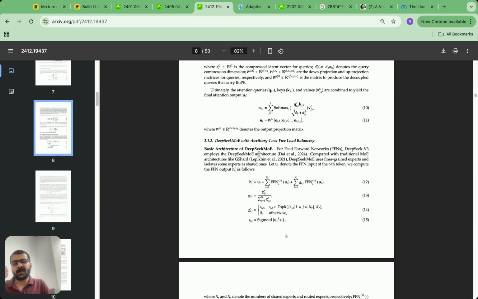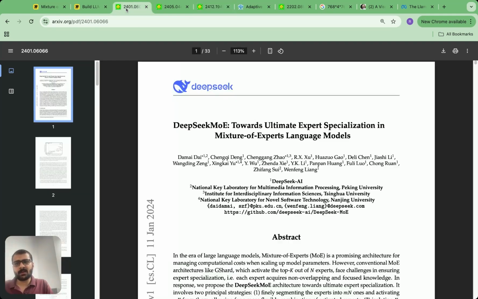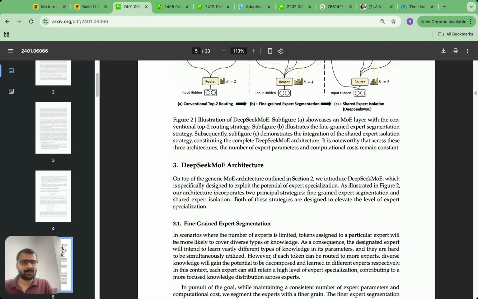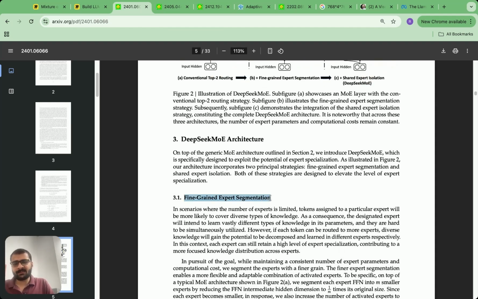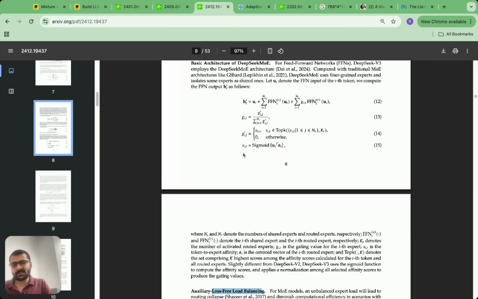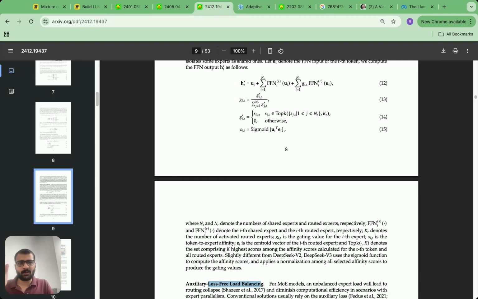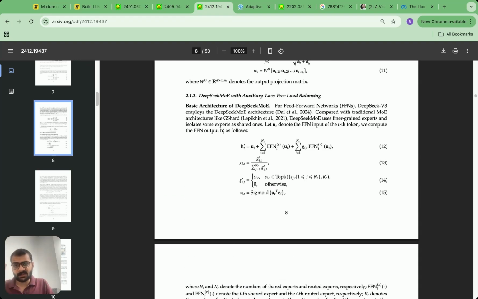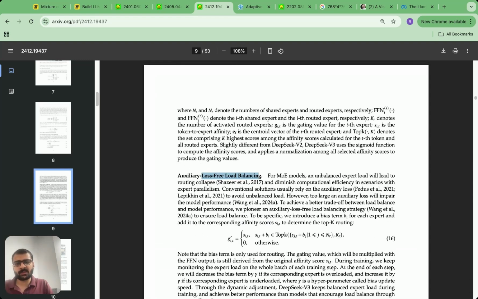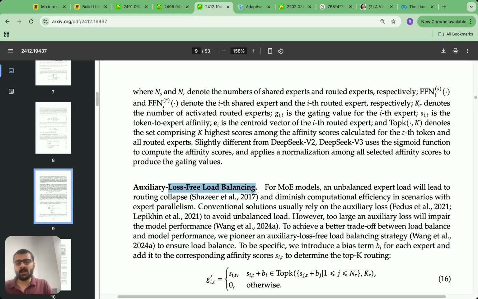So they used the fine grained segmentation which we saw earlier. So the main innovations in the mixture of experts which DeepSeek introduced is fine grained expert segmentation and shared expert isolation. So in V3, which was the latest model released in 2025 and which became so famous, they definitely used fine grained segmentation and shared experts, but they also used something called loss free load balancing. We are going to see all of this eventually, but first it is very important for us to understand the mathematics behind mixture of experts.